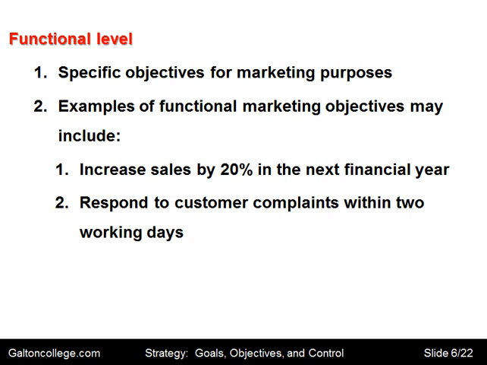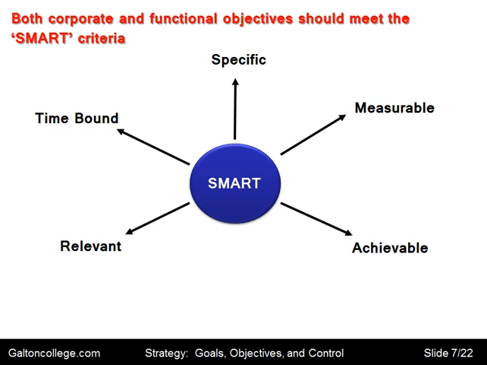Now, both the corporate and the functional level targets should meet what's known as the SMART criteria. And what SMART means, it's an acronym. I'll put the cursor onto the screen. It starts up here with the specific. The objectives should be specific. They should be clear. They should not be vague and generalized. It should be very specific, so everyone knows what is being aimed at.